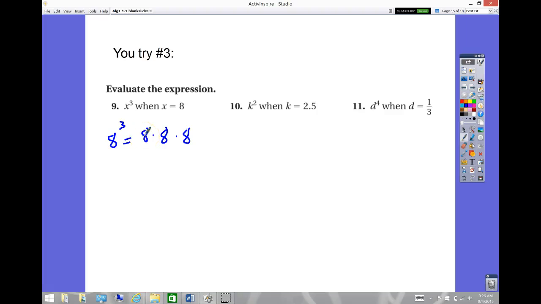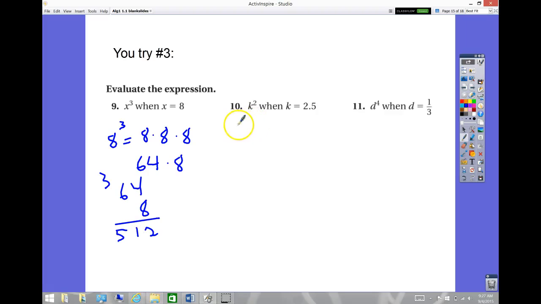Okay, if I was going to do the calculation, 8 times 8 is 64. So this is 64. That part I can do in my head because that's a math fact. Now, 8 times 64, you might have to do a little bit of work. Right, 8 times 4 is 32. 8 times 6 is 48, plus 3 is 51. 512.